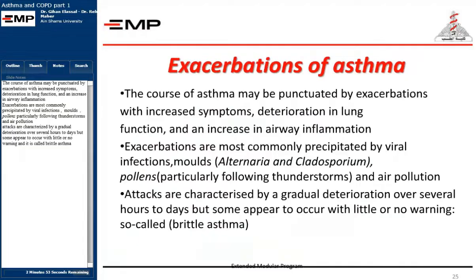The course of asthma may be punctuated by exacerbations with increased symptoms, deterioration in lung function, and an increase in airway inflammation. Exacerbations are most commonly precipitated by viral infections, molds, pollens, particularly following thunderstorms, and air pollution. Attacks are characterized by a gradual deterioration over several hours to days, but some appear to occur with little or no warning, and it is called brittle asthma.